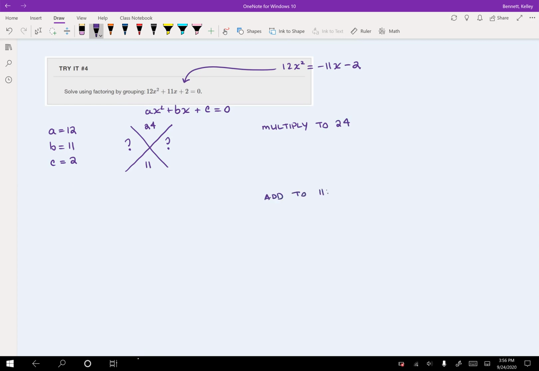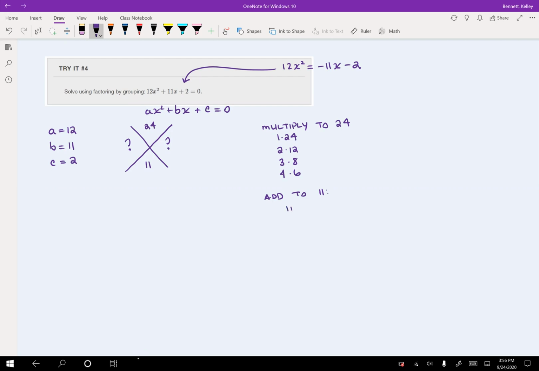So I could definitely do 1 and 24. I could do 2 and 12. I could do 3 and 8. I could do 4 and 6. I can't do 5 or 7. And then the next number is 8. So we already have an 8 here, so that'll just put me back down this track and I'll be rewriting stuff. So let's check if any of these add to 11.